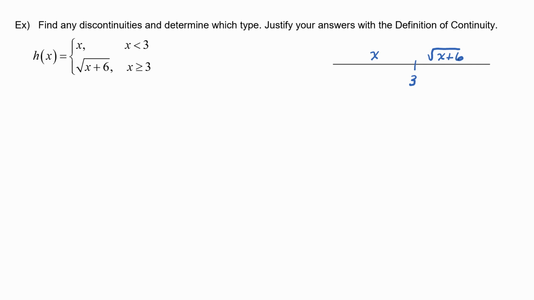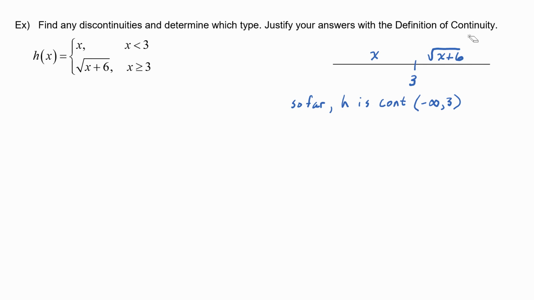Now, let's look at each piece separately. We know that h of x, the part where it equals x, well, that's just a line, which is just a very simple polynomial function, which is continuous everywhere. So far, we know h is continuous from negative infinity up to 3. Now, we don't know exactly what's going to happen at 3 at the changeover point. So let's now look at this piece right here.